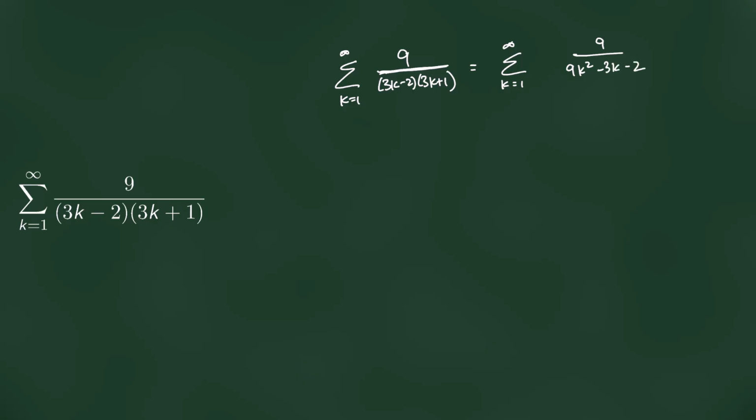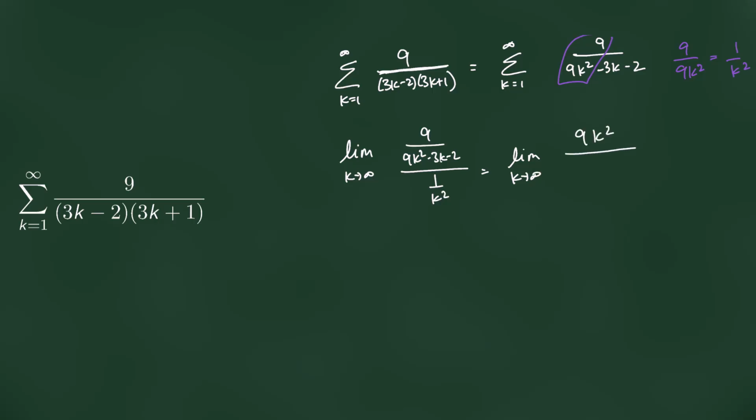And that looks like something we could fairly easily use a limit comparison. If we focus on the first two terms here, we see that this looks like 1 over k squared. So we could do a limit comparison to 1 over k squared, take the limit as k goes to infinity of 9 over 9k squared minus 3k minus 2 over 1 over k squared, which gives us the limit as k goes to infinity of 9k squared over 9k squared minus 3k minus 2, which we know is 1. So this converges by limit comparison.